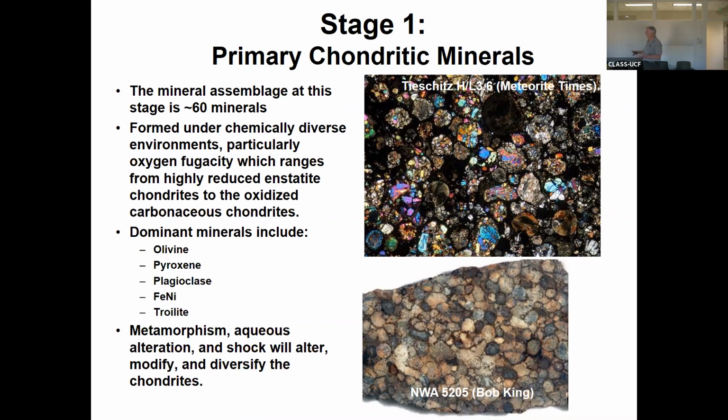It's setting the stage for diversification again. What happens after you accrete all this sand is that you go through a whole period of metamorphic, aqueous, and igneous alteration, and also shock alteration that will diversify the chondrites. One of the nice things about chondrites, especially if you're studying them under microscopes, is that the thin sections are beautiful. They often look like stained glass windows in cross-polarized light. So I love looking at these things.